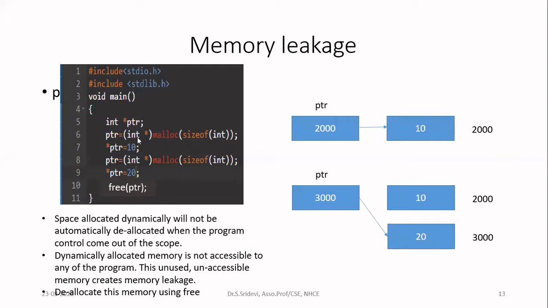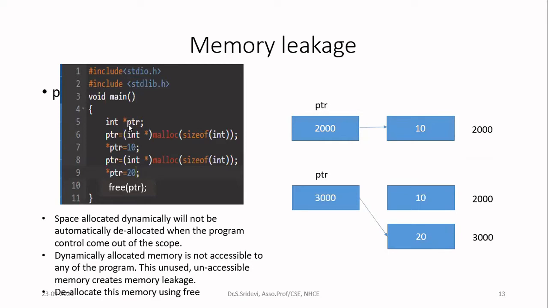Now it will return an integer pointer. Sorry, it will return a void pointer. I am converting that into an integer pointer and then storing it in the pointer variable ptr. Remember, this ptr should be declared as integer. Don't declare this as float or something else. It must be declared as integer.